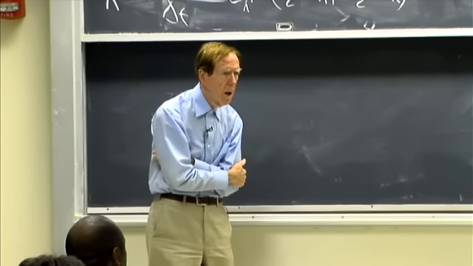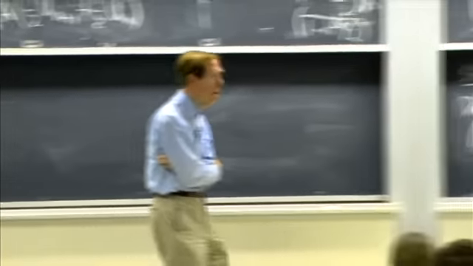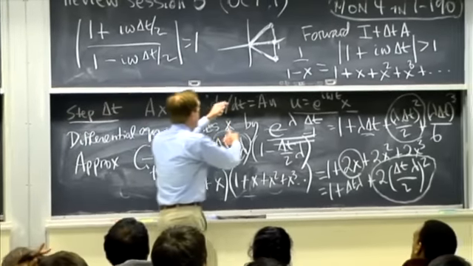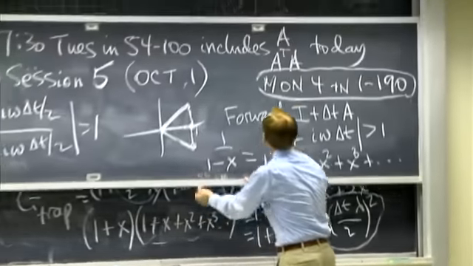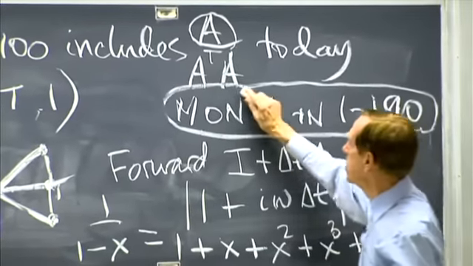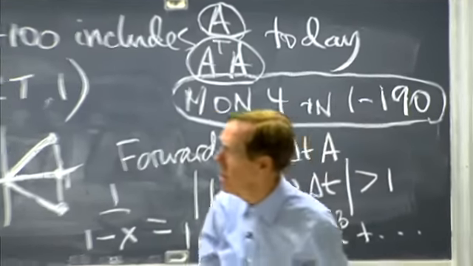Yeah. I have a quick question. You wrote that the exam includes up to, you got a triangle of A's going on there. The A and the from today's lecture, this was the incidence matrix. Okay. And this was the A transpose A that's probably still on the board somewhere.